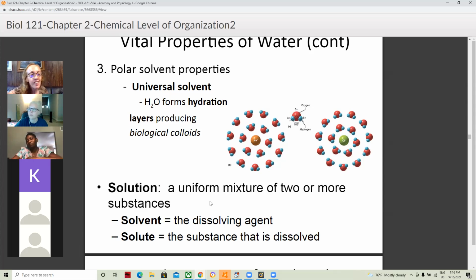That's awesome. Okay. So a solution is a uniform mixture of two or more substances. The solvent is your dissolving agent, and the solute is the substance that is dissolved.